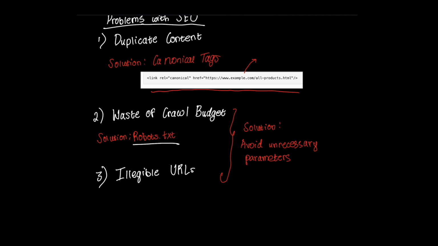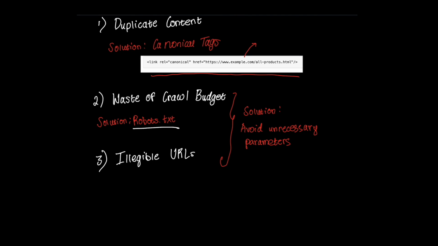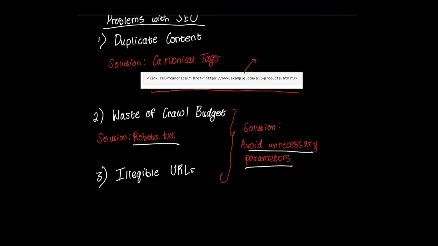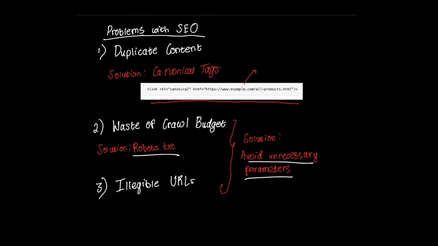We also have illegible URLs. If a URL has many parameters in it, it's usually hard to read or remember. This can lead to people thinking that it's an unprofessional website, and hence people might be reluctant to click on it. And the only way we can avoid this issue is to avoid unnecessary parameters crowding up the URL. This can help with the waste of crawl budget and can help prevent too much duplicate content.